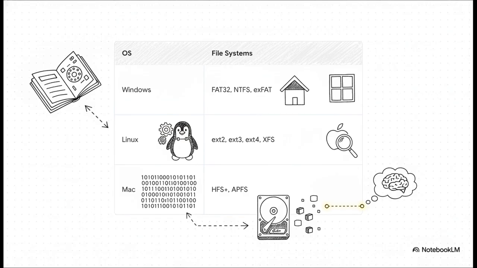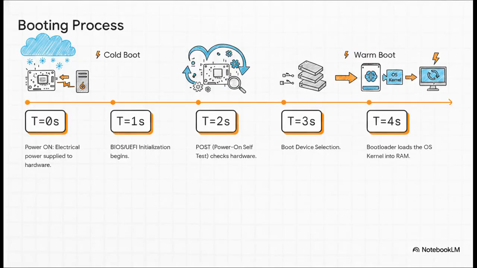Think of the file system as a library's Dewey Decimal System. It indexes exactly where every piece of data is located. For your exam, just mentally link these together right now. Windows uses FAT32 and NTFS, Linux uses ext4, and modern Macs use APFS. So if you see NTFS on the test, you instantly know you're dealing with a Windows environment. Easy points.